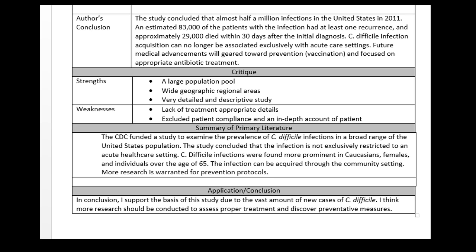In summary, this study was funded by the CDC to examine the prevalence of C. difficile infections in a broad range of the United States population. The study concluded that the infection is not exclusively restricted to an acute healthcare setting. C. difficile infections were found to be more prominent in Caucasians, females, and individuals over the age of 65. The infection can be acquired through the community setting, and they do see in the future more research that is geared toward prevention protocols and appropriate antibiotic treatments.